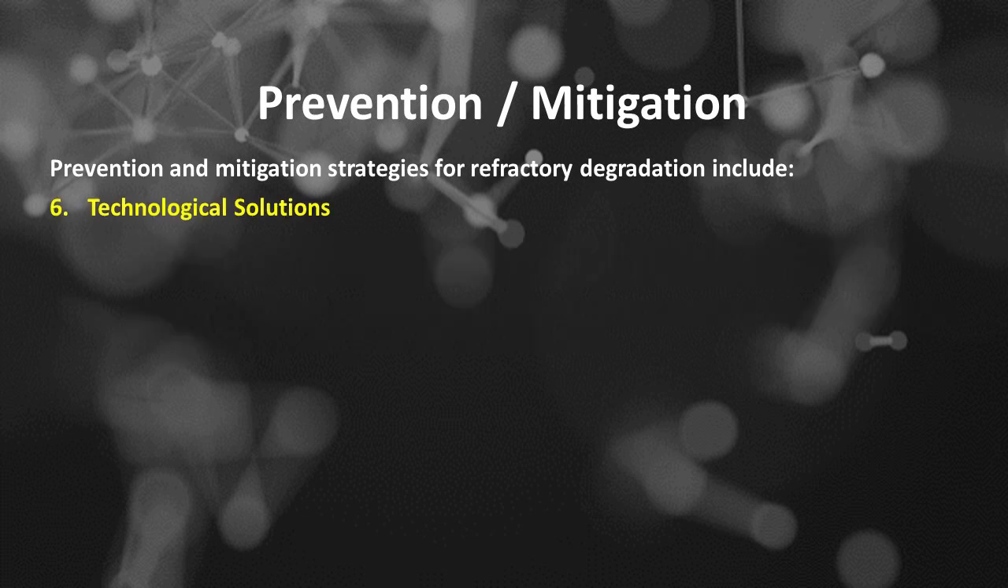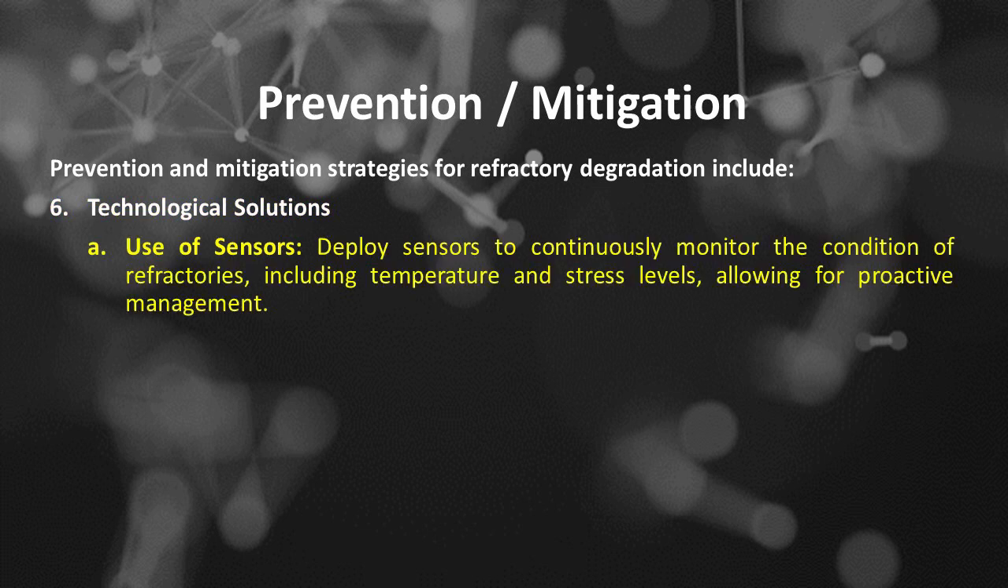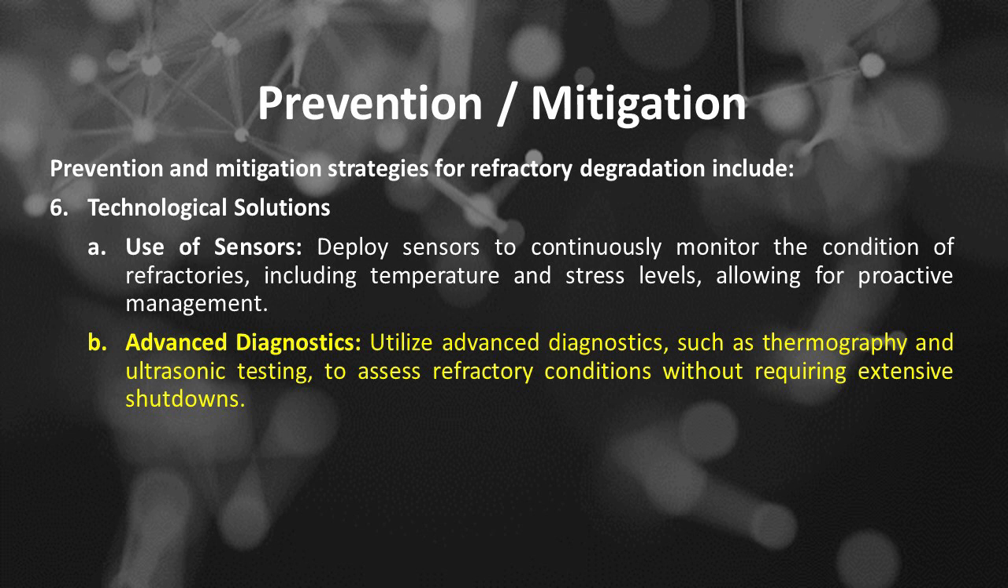Number 6 of prevention and mitigation strategies for refractory degradation is technological solutions, includes. Number A of technological solutions is use of sensors. Deploy sensors to continuously monitor the condition of refractories, including temperature and stress levels, allowing for proactive management. Number B of technological solutions is advanced diagnostics. Utilize advanced diagnostics, such as thermography and ultrasonic testing, to assess refractory conditions without requiring extensive shutdowns.